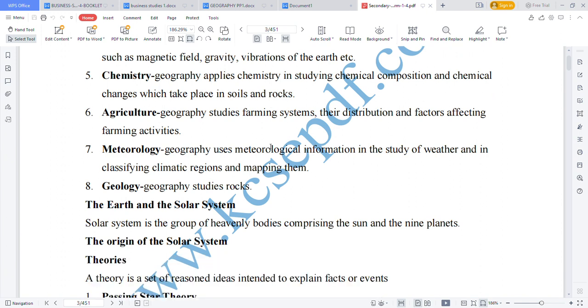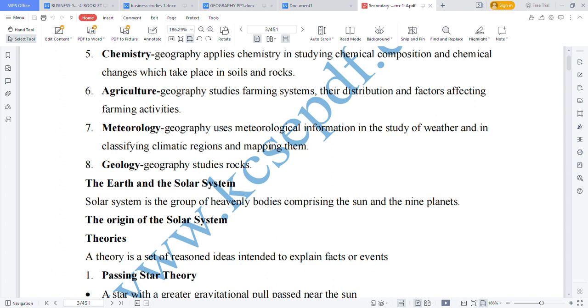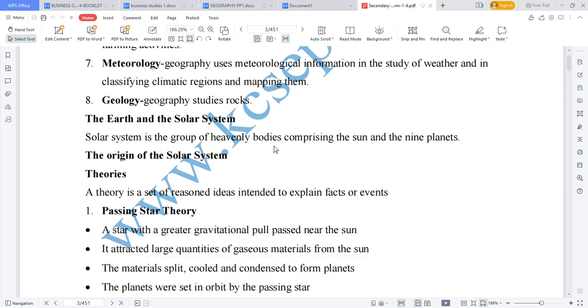Agriculture. Geography studies farming systems, their distribution, and factors affecting farming activities. So that's why we need agriculture. Then you have meteorology. Geography uses meteorological information in the study of weather and in classifying climatic regions and mapping them. Then you have geology. This is the study of rocks. So those are some of the subjects that are related to geography.